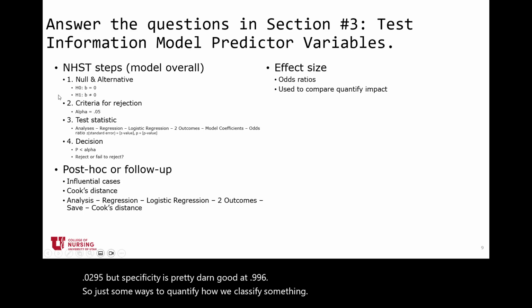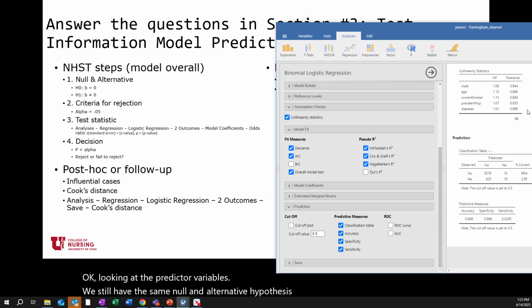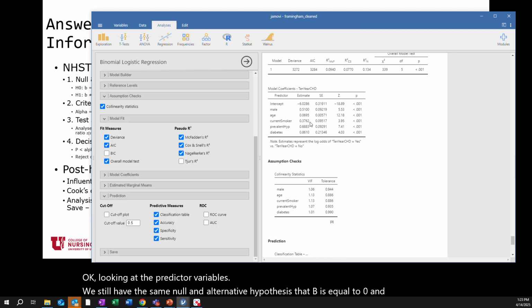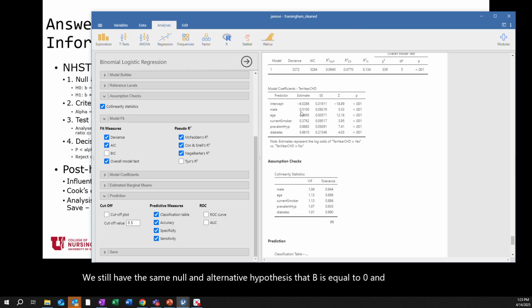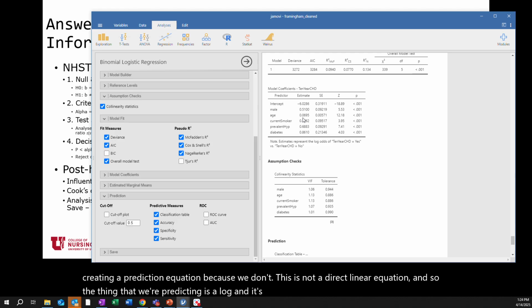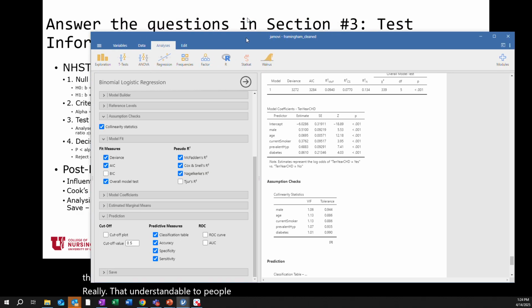Okay, looking at the predictor variables, we still have the same null and alternative hypothesis that B is equal to 0 and B is not equal to 0. So we still get the B's here, but with logistic regression, we're really not interested in creating a prediction equation, because this is not a direct linear equation, and the thing that we're predicting is a log, and it's not really that understandable to people. But we still get a significance test.